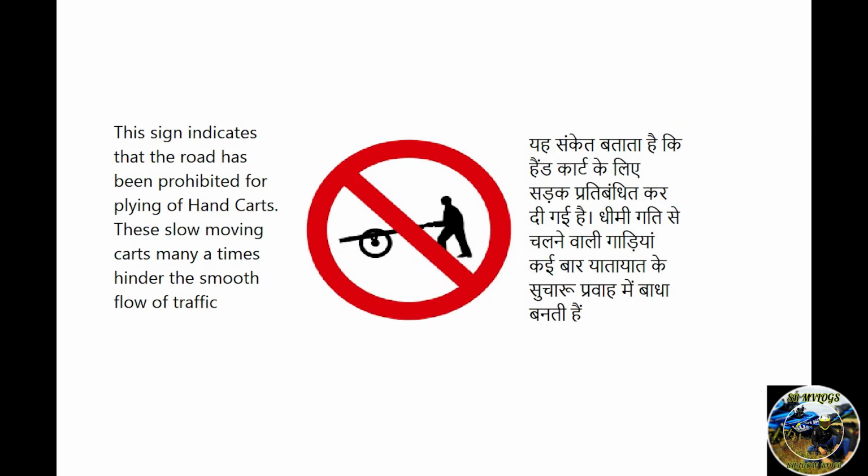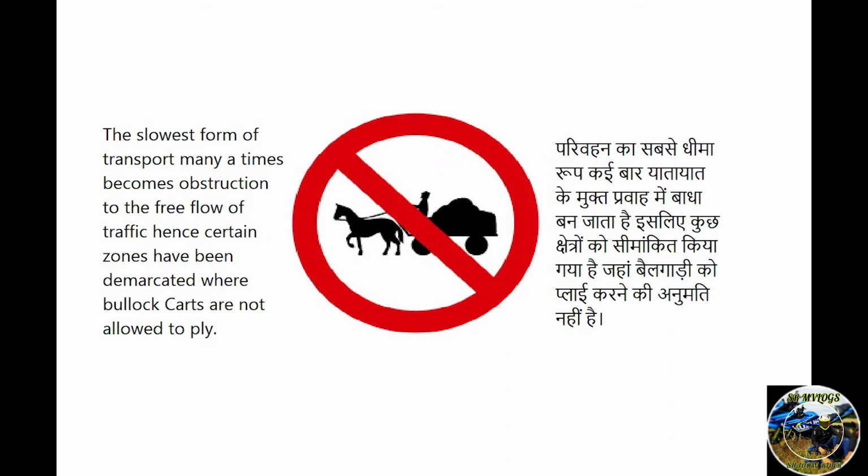This sign indicates that the road has been prohibited for plying of bullock and hand carts. These slow-moving carts many a time hinder the smooth flow of traffic. The slowest form of transport many a time becomes an obstruction to the free flow of traffic. Hence, certain zones have been demarcated where bullock carts are not allowed to ply.